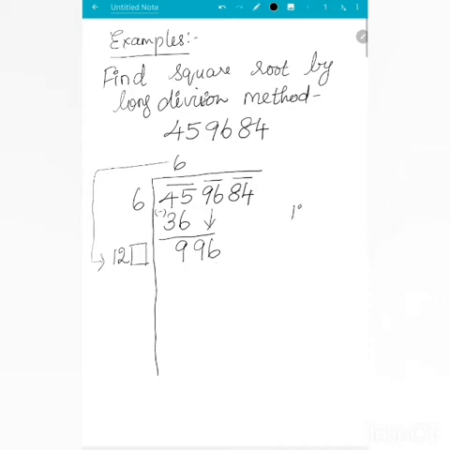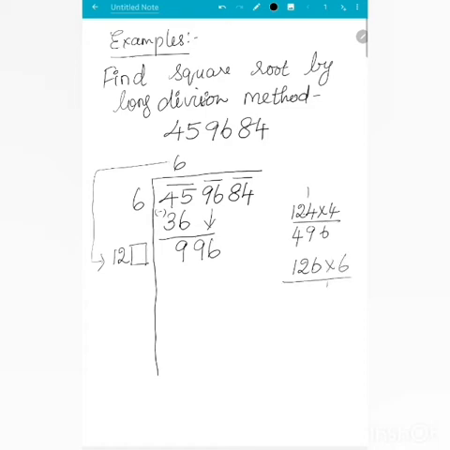So let me take 4. 12, 4 into 4. 4 4s are 16. 4 2s are 8. 8 plus 1, 9. 1 4s are 4. But here is how much? 4, 9, 96. So it's a very, very smaller number compared to this 996. Otherwise, I'll take 126.